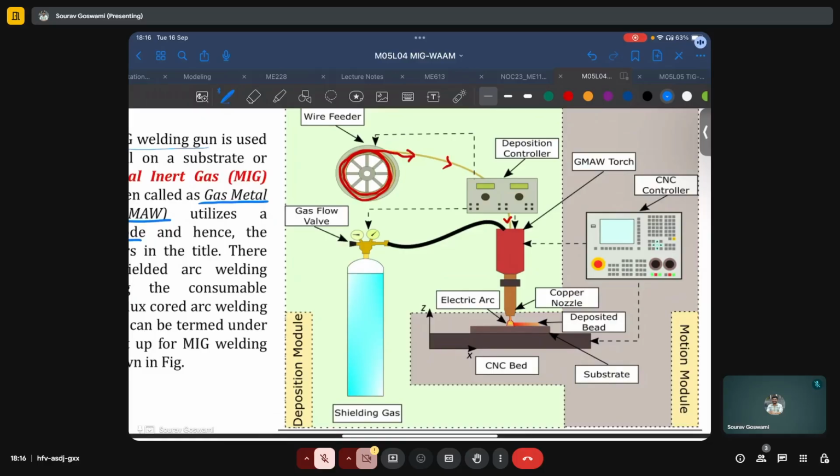And on the left here, we also have the shielding gas reservoir, typically in the form of a cylinder, which continuously provides a flow of shielding gas, which shields the molten metal from contaminants, atmospheric oxidation, and similar effects.